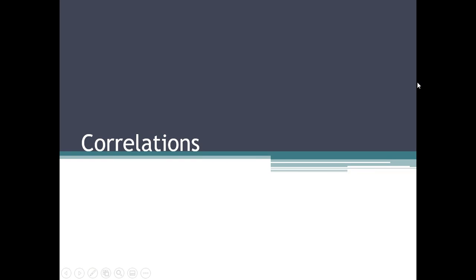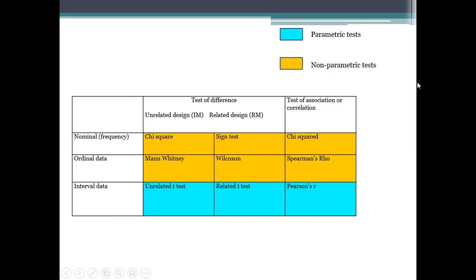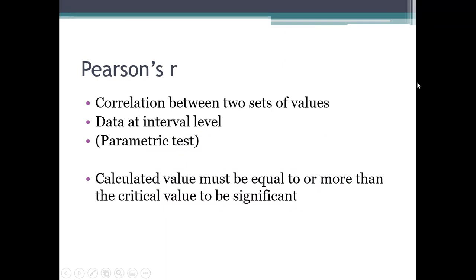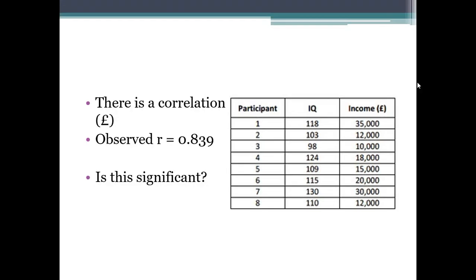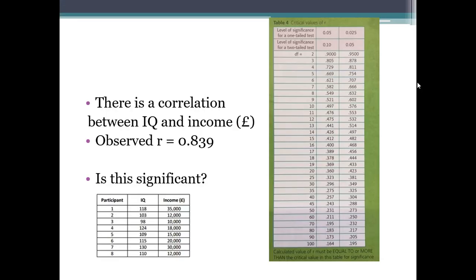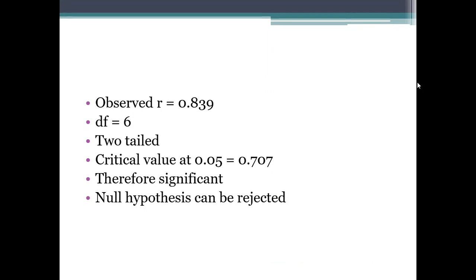When you look at a correlation, you'll use either a Spearman's or a Pearson's test. A Pearson's test is your parametric test, so for your interval data. It's worked out in exactly the same way, so there's another example if you want to try and work it out. That's how you would write up the answer.